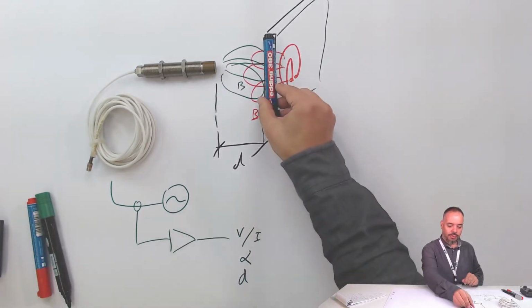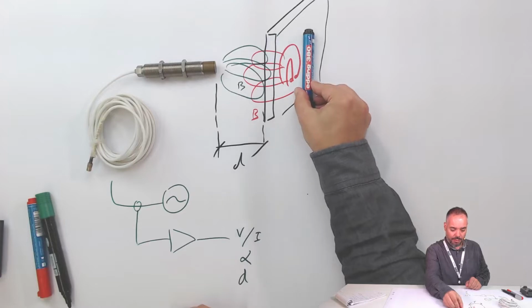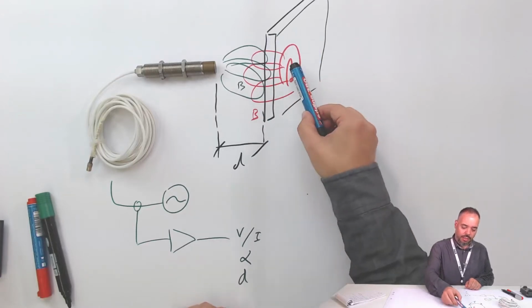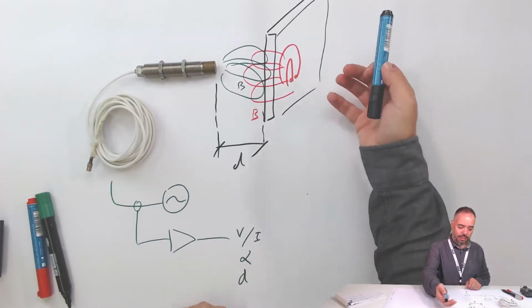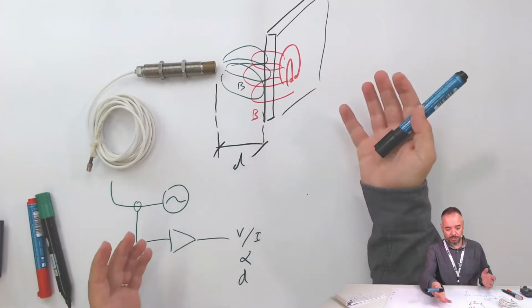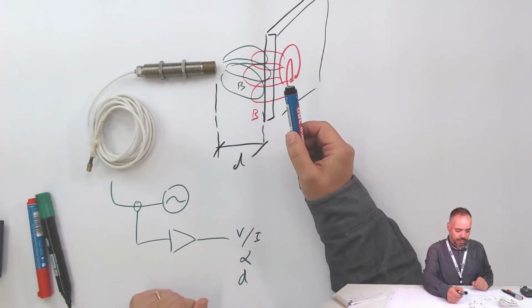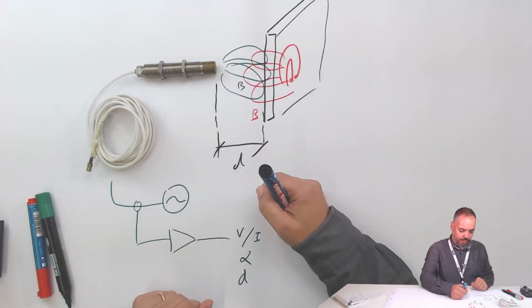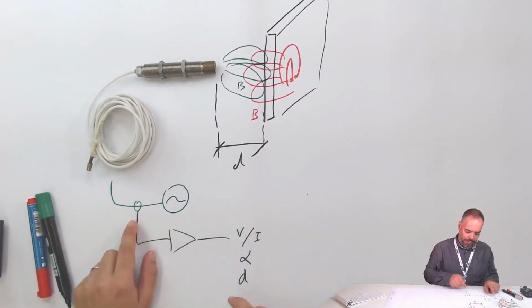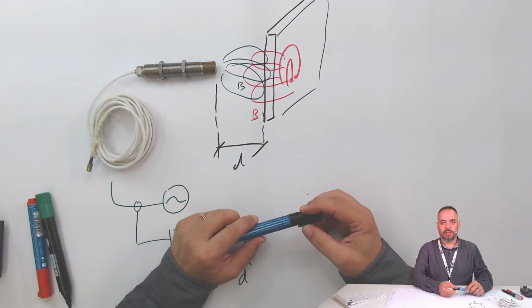If we move this target, the induced currents will be higher or lower. The countermagnetic field will also be higher or lower, depending on the direction of the movement, and this will have an effect that will be measured and that will be outputted accordingly.